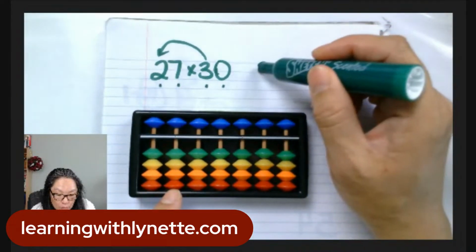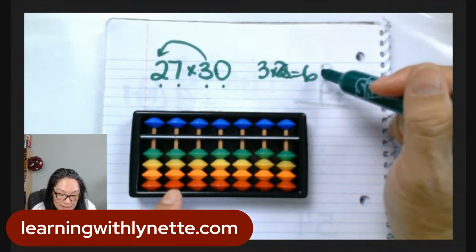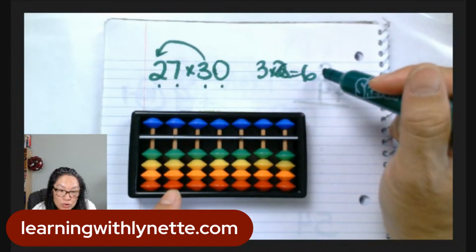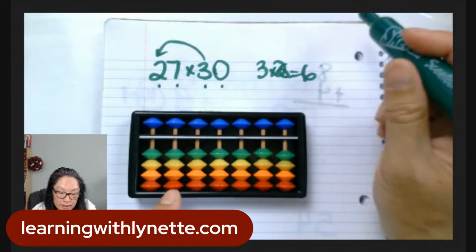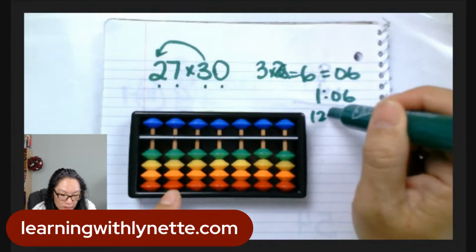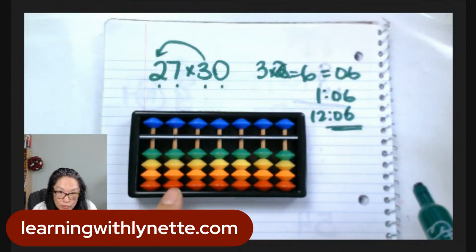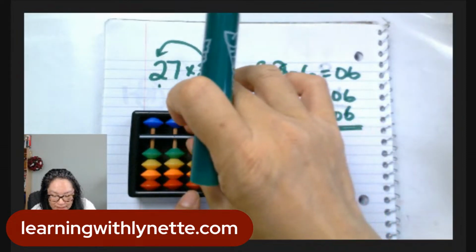What we're going to do is 3 times 2. We understand 3 times 2 is equal to 6. If we make this into a double digit, it'd be 06, like we do time: 1:06, or 12:06, right? So we're going to do 06. I'm going to add the 6 here.